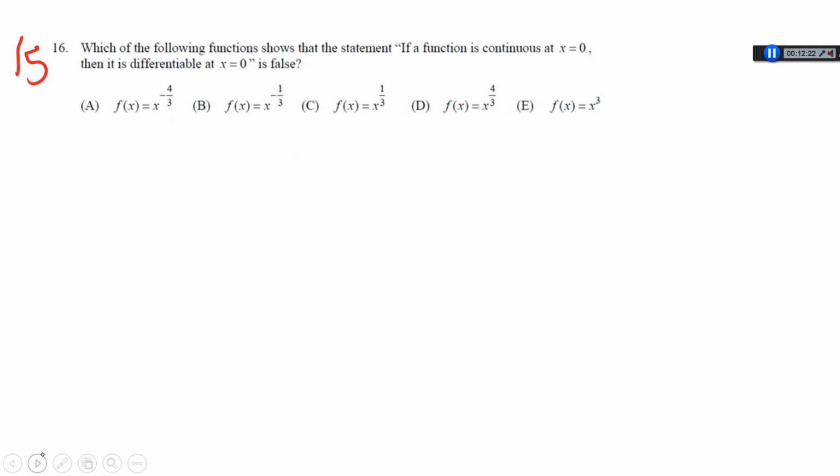Which of the following functions shows that the statement "if a function is continuous at 0, then it is differentiable at 0" is false? First of all, we know if you have a corner, that's continuous without being differentiable. But we know that if it's differentiable, it must be continuous. So anyway, let's see what we can do here. We're looking for a function that's continuous but not differentiable.